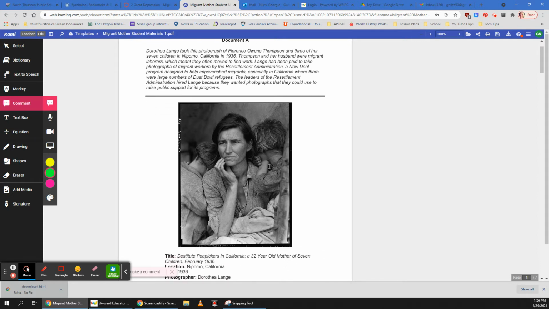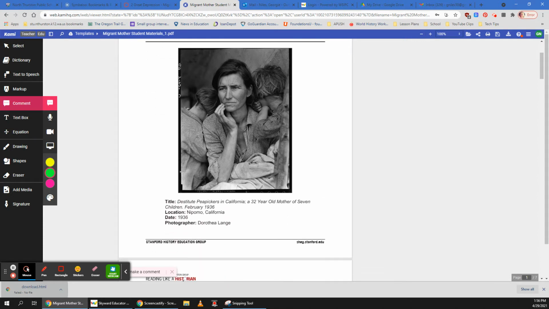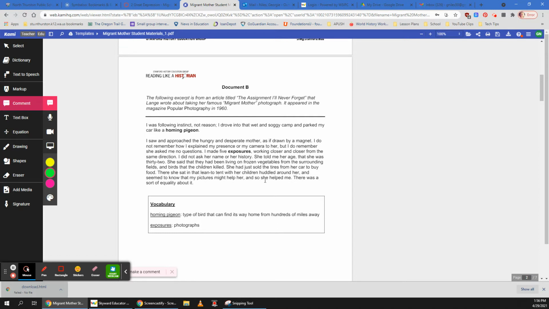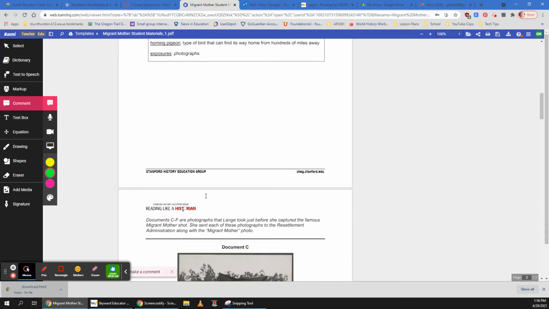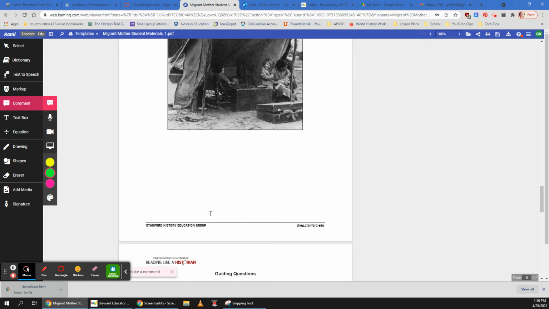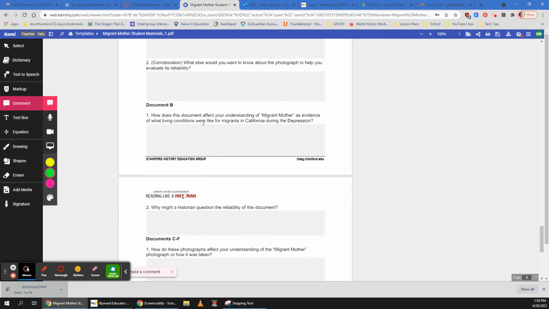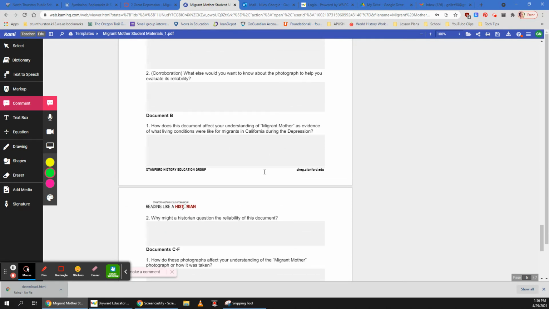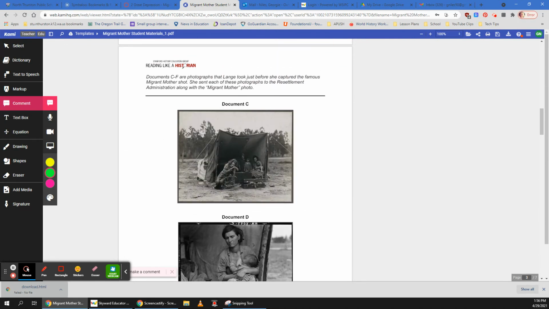Okay, so moving right along, we're going to go on to document B. Document B is a passage. You've got some vocabulary words down here. You're going to read through this, and then you're going to go down and answer the questions that go with document B using Cami. And there's just 2 questions. So we'll go back up to the document.